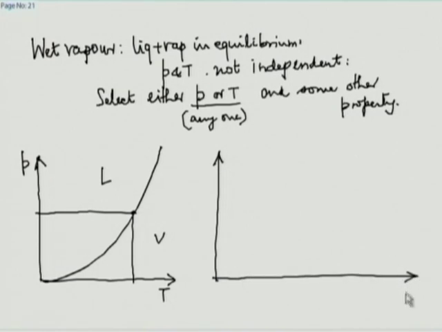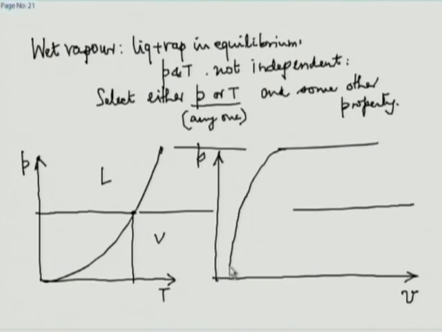Let us say that we decide to use volume. Then on the volume plane, the states look like this. If this is the critical point, the curve will look like this. This is not to scale. If I plot it to scale, it will be pretty wide.